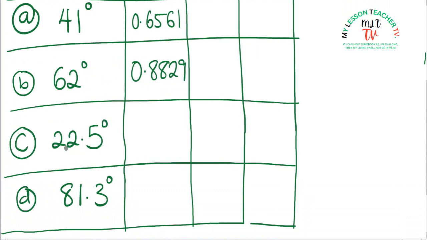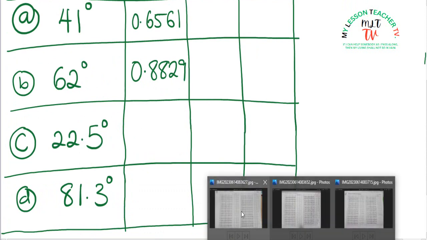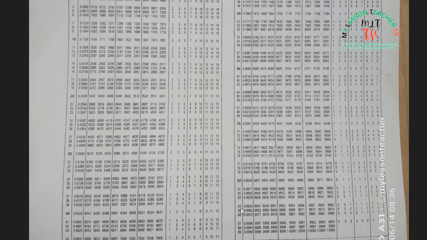Also, we are asked to find sine 22.5. Now, because this has a fractional part, we are going to look for 22 under 5. Going back to your sine table, you have 22 under 5. That is 22.5. So when you trace it, this gives us 0.4305.